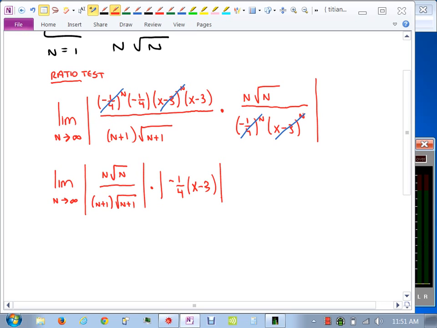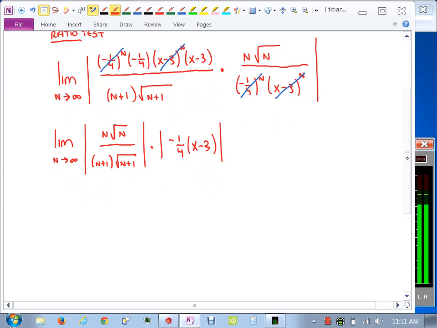Well, it'll come out as a positive 1/4 though, because of that absolute value. That's where the absolute value is so important now, because it's going to make that a positive 1/4. But we'll take care of that in a second. Let's figure out what's going on with this limit.